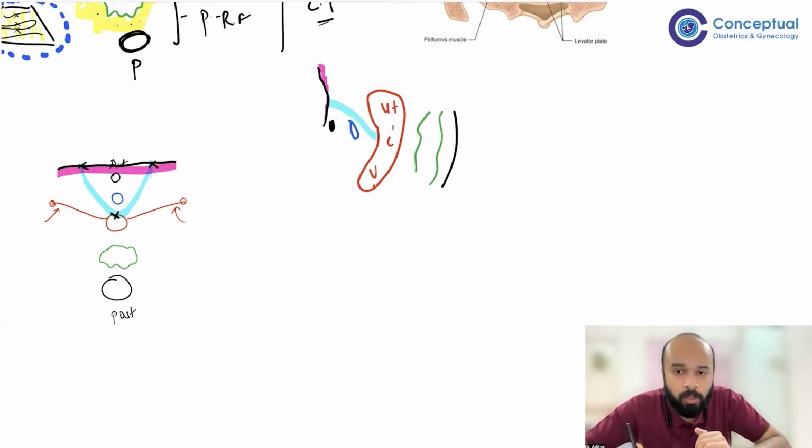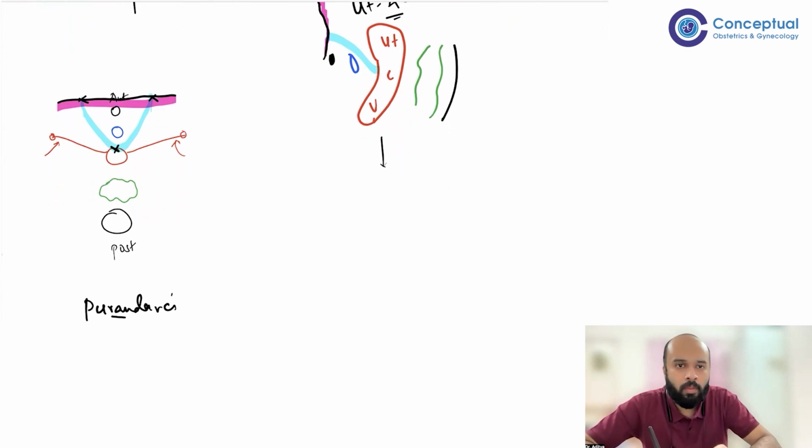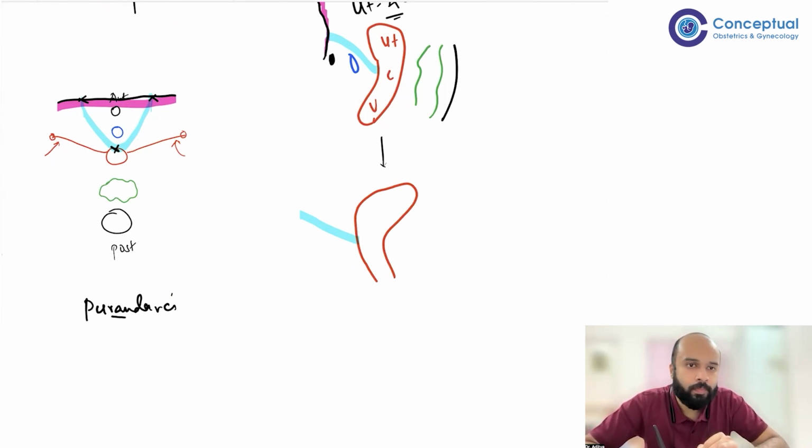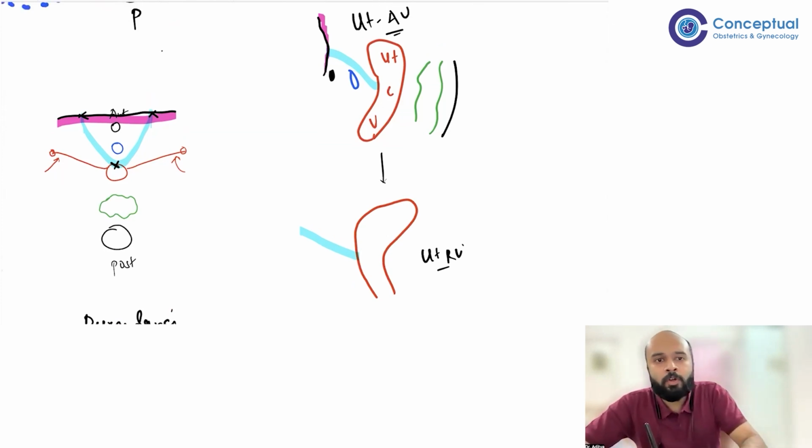Because of this normal uterine anatomy, which was usually anteverted, my uterus normally was anteverted. After this surgery, the uterus was becoming something like this. Because of that stitch that was being taken anteriorly, it was being pulled anteriorly, and the uterus was becoming retroverted. Now, because of this retroversion, there were two problems that were occurring.